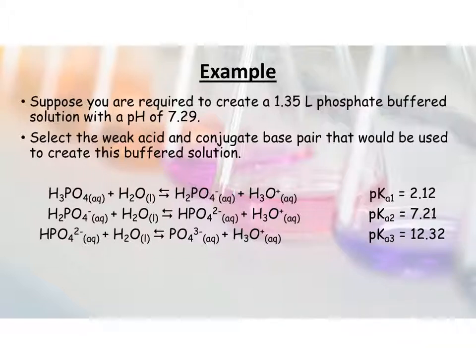All right, now in this example, we want to create a 1.35 liter phosphate buffer that has a pH of 7.29. So we need to select which pair below is going to be the best for us. If I want a 7.29, that is closest to the pKa2. So I'm going to pull these species. I want to use this and this as my weak acid conjugate base pair in order to create that buffer of that pH.